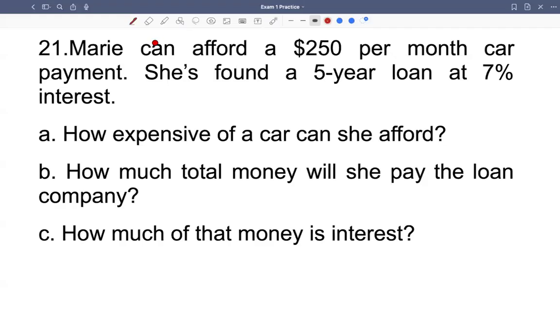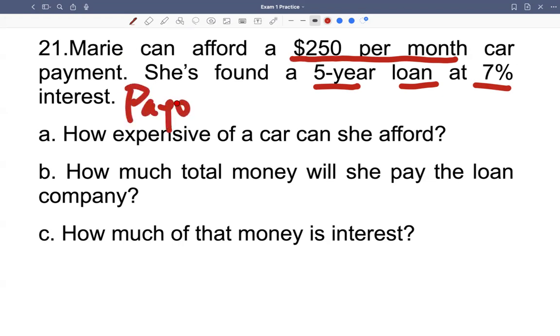Question 21. Marie can afford a $250 per month car payment. So she's found a 5-year loan at a 7% interest. So this is regarding loans, so we're going to use the payout annuity formula.